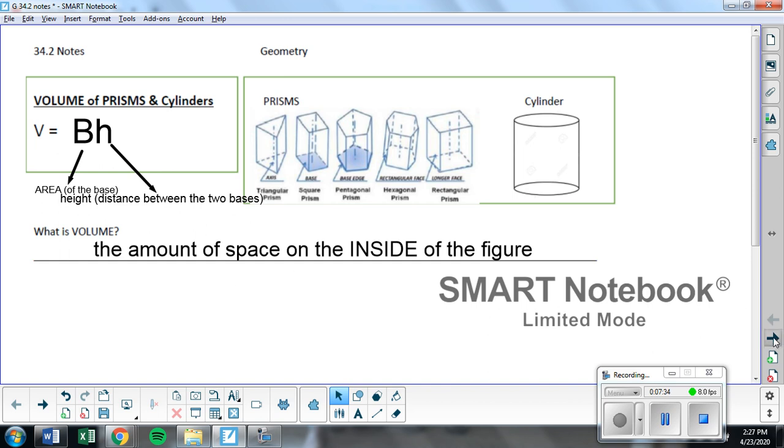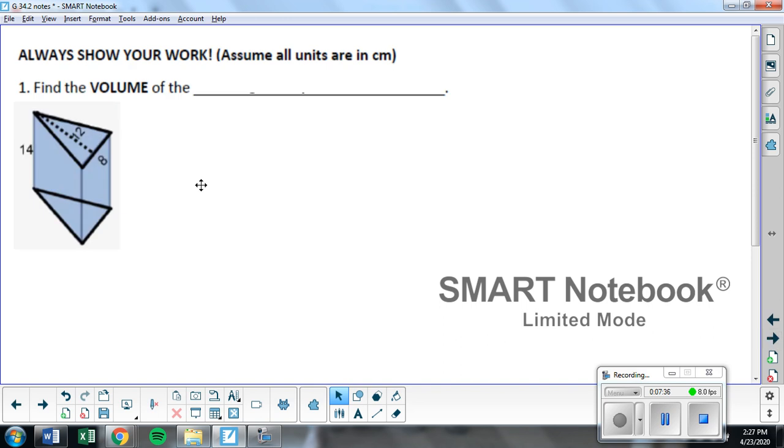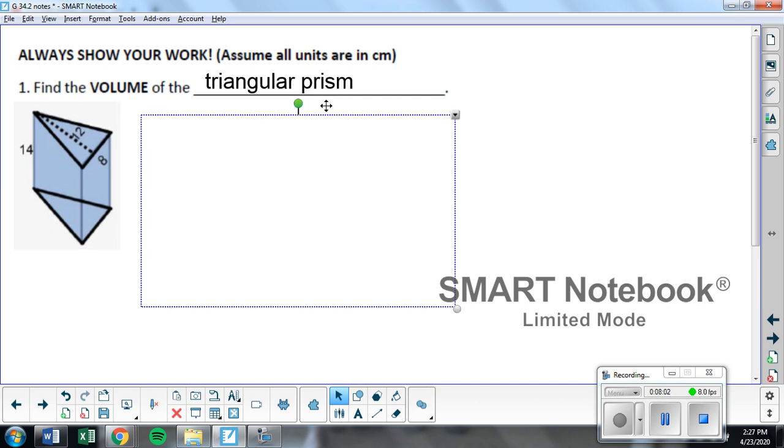All right, let's do some practice problems. First question, always show your work, assume all units are in centimeters. So instead of labeling them all centimeters, I just want you to assume that they're all centimeters. Find the volume of the blank. What is this? It's a prism. What's the shape of the base? It's a triangle. Not because it's on the bottom, it's not always going to be on the bottom, but because there's a triangle extended all the way through to another triangle, and everything else is a rectangle. So it's called a triangular prism.